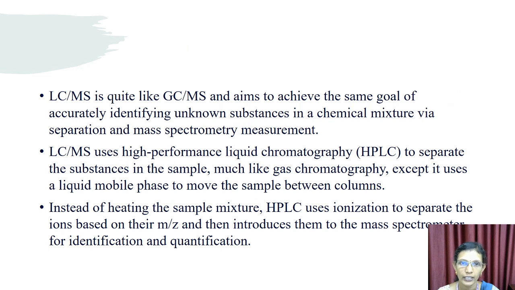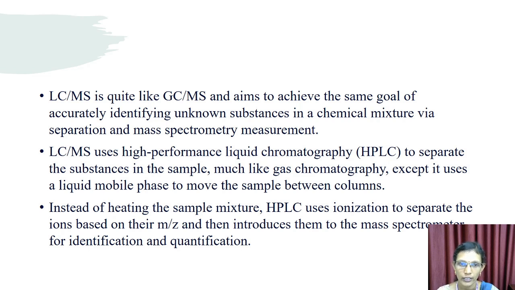They are quite like GCMS, and both GCMS as well as LCMS have the same goal: to identify what substances are in a mixture. They are identified by the separation and mass spectroscopy measurements. In the LCMS, high performance liquid chromatography is used to separate the substances in the sample. It is much like gas chromatography, except it uses a liquid mobile phase. So instead of the gas, here we use a liquid.